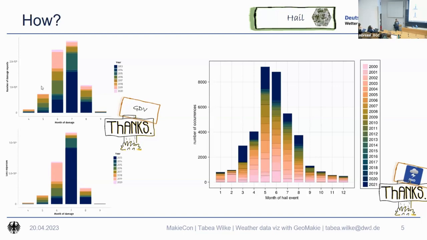If we take into account all the data we have from crowdsourcing and also station data, we can do this from 2000 to 2021. And we now see a bit of a different picture, because we have more occurrences of hail in May and in June. The reason is that we have more hail, but smaller hail, in May and June, and these hails don't produce that much damage. We have more damage from large hail, which is more probable in July and maybe also June.